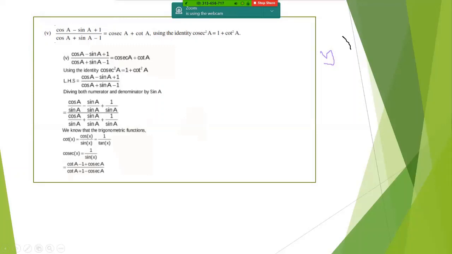Ma'am, this is Prerna here. Yeah, Prerna, tell me. I didn't understand this sum. What you didn't understand? Tell me that point. Dividing both numerator and denominator by sine A. Yes, we need it. We have to do it. We need cosec and cot. We have to make sine and cos in the form of cosec and cot.